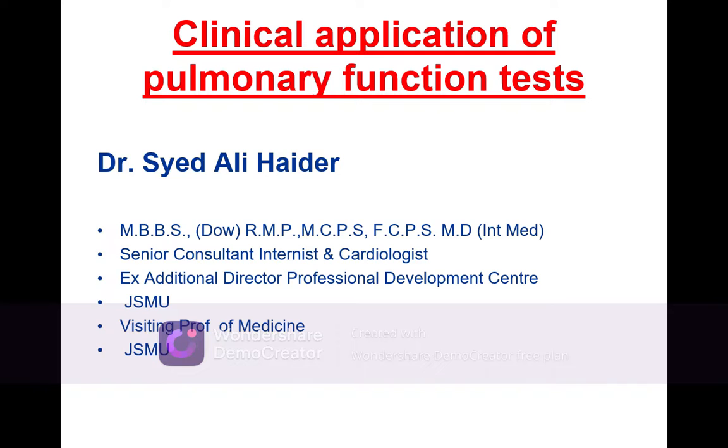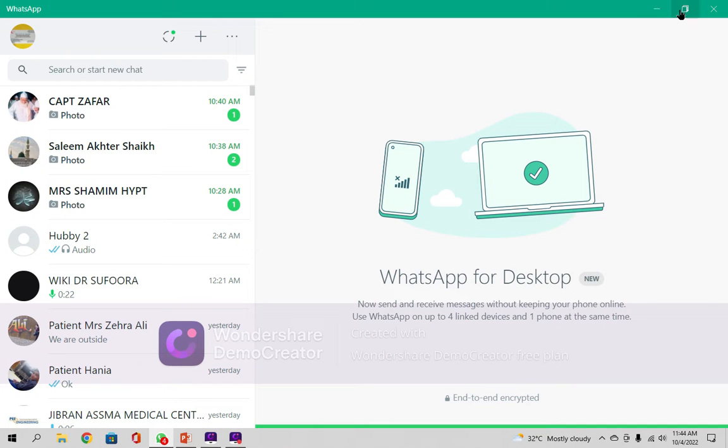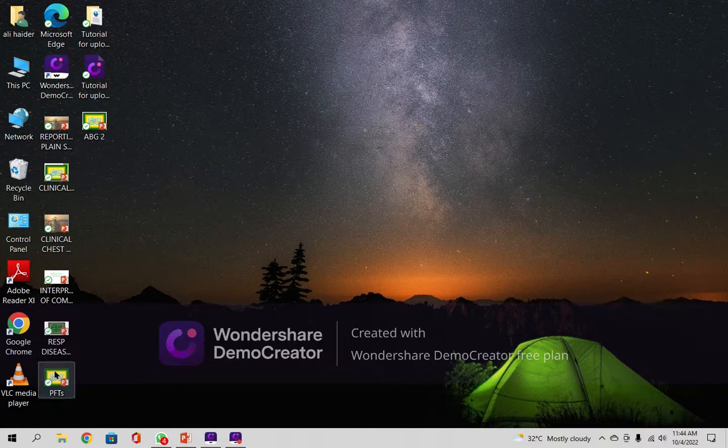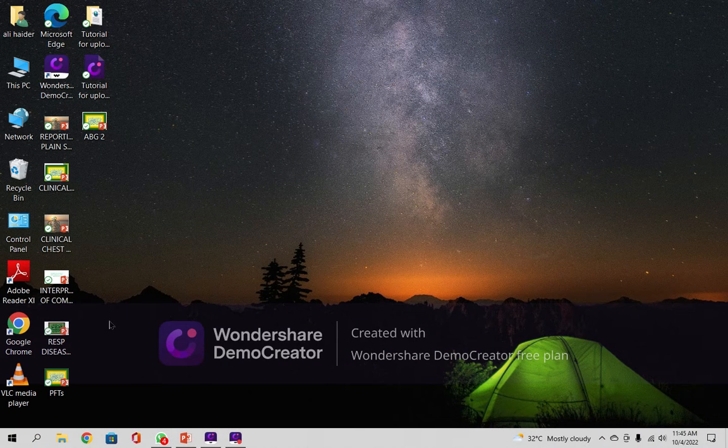I am Professor Syed Ali Haidar, and I am going to share this knowledge with you. Previously I covered the clinical application of the pulmonary function tests. So today I want to talk to you about something else, something very related to this, and that is the clinical application of arterial blood gases.